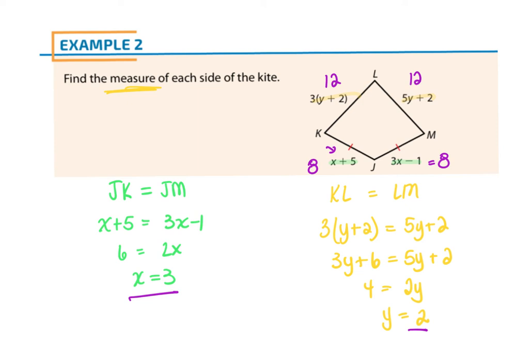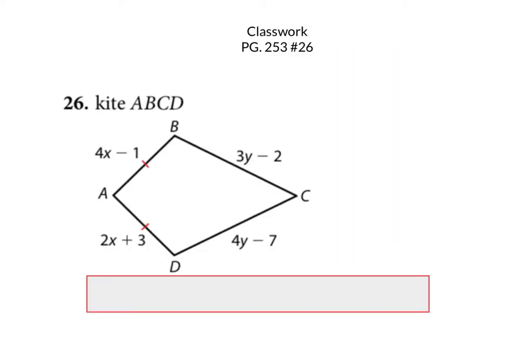If it were a rhombus, you should know that all 4 sides are congruent as well as a square. All right, and so there are some more attributes that help us understand what we know about measurement. All right, so go ahead and try this kite. Page 253, number 26. Solve for the variable, right? And then it wants you to solve for the length.